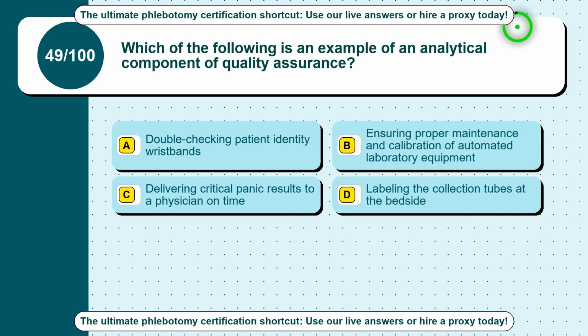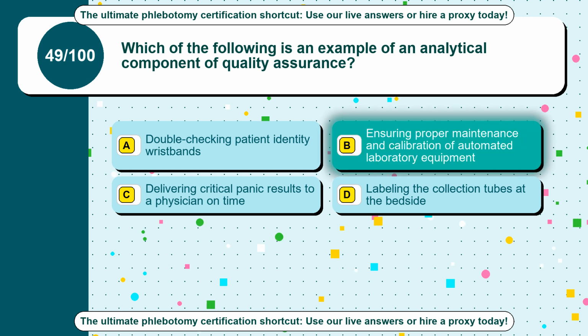Question 49. Which of the following is an example of an analytical component of quality assurance? Option A, double-checking patient identity wristbands. Option B, ensuring proper maintenance and calibration of automated laboratory equipment. Option C, delivering critical panic results to a physician on time. Option D, labeling the collection tubes at the bedside.